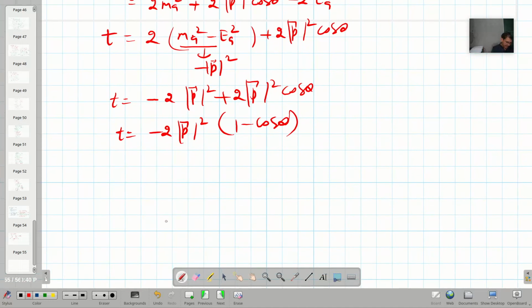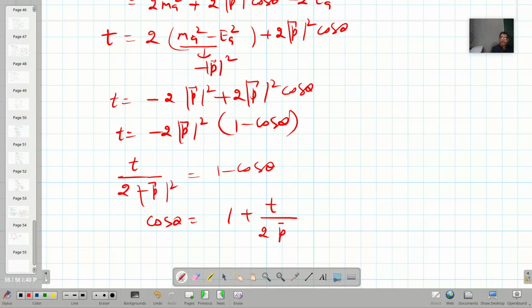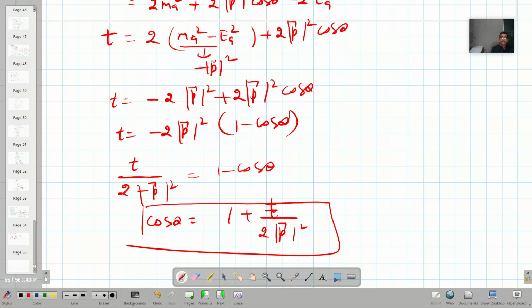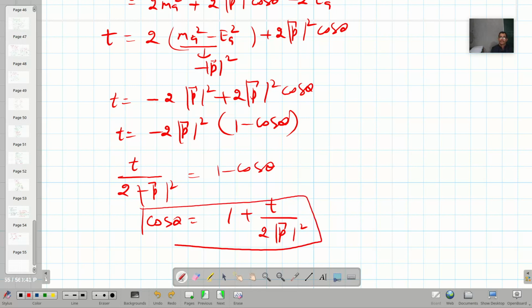So I can write that t over 2 mod p square, with a minus sign, is equal to 1 minus cos theta. So from here I can write cos theta is equal to 1 plus t upon 2 mod p square. So this is the expression for cos theta. Let us call it equation number 18.